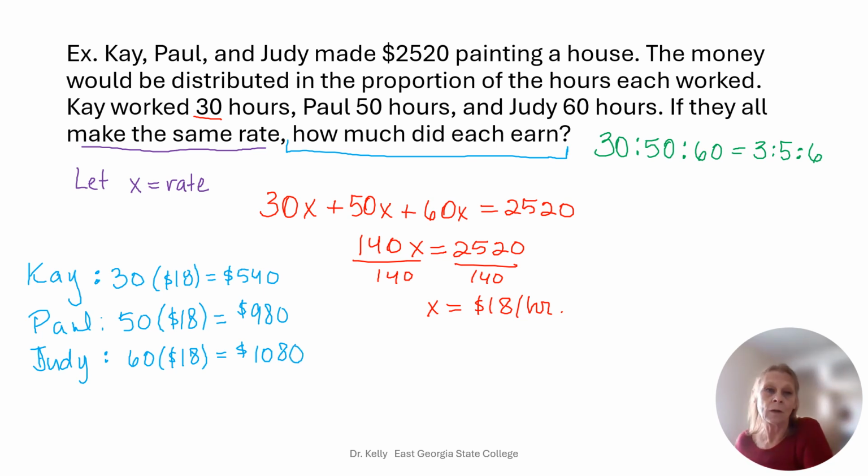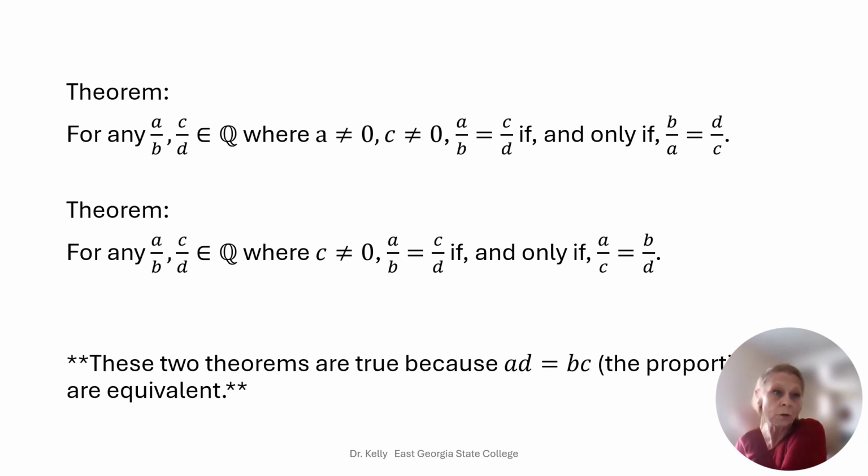Okay? All right. So let's hit up a couple of theorems here. The first theorem says for any two rational numbers a over b and c over d, where a is not equal to 0 and c is not equal to 0, the proportion a over b equals c over d is true if and only if b over a is equal to d over c. Do you see what happened there? We flipped both of those over, okay? Remember that here we just found the inverse. So that's b over a and d over c.